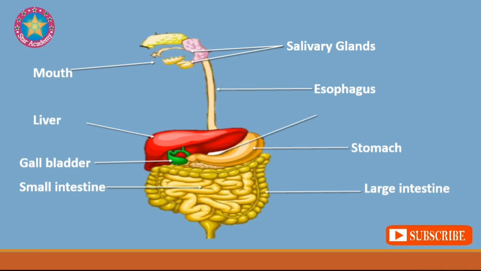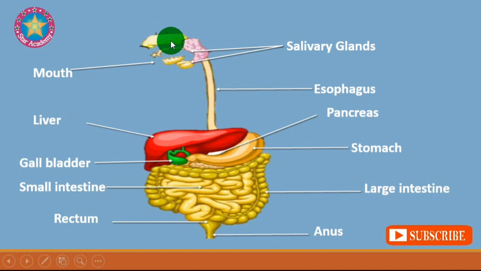Here we have pancreas. Then we have rectum. And the last part of the digestive system is anus. This whole tract is also called alimentary canal, and it is also called digestive tract. Liver and pancreas are glands. These secrete some enzymes.